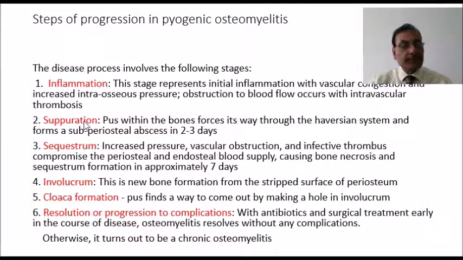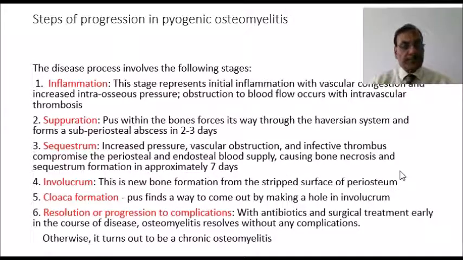The stage of suppuration. Now, in 2 to 3 days after the inflammatory process has started, the pus will be formed. But the pus is under tremendous pressure because bone cannot yield. The bone cannot accommodate the increasing volume of the pus. So pus finds its way through the Haversian system and forms a subperiosteal abscess in 2 to 3 days.